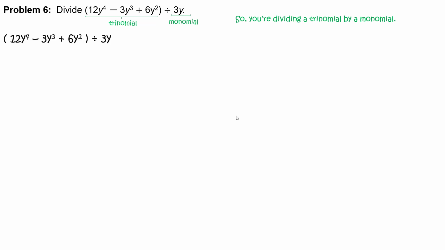The first thing I'm going to do is write the original problem. Here it is, keeping the parentheses that I was given initially. Then I'm going to rewrite the division problem as a fraction. So 12y to the 4th minus 3y cubed plus 6y squared. This is the dividend. I don't know if you remember those terms from elementary school, but the number that comes first in the division is called a dividend, and this is the divisor, right? 3y is the divisor. So the divisor goes in the denominator.